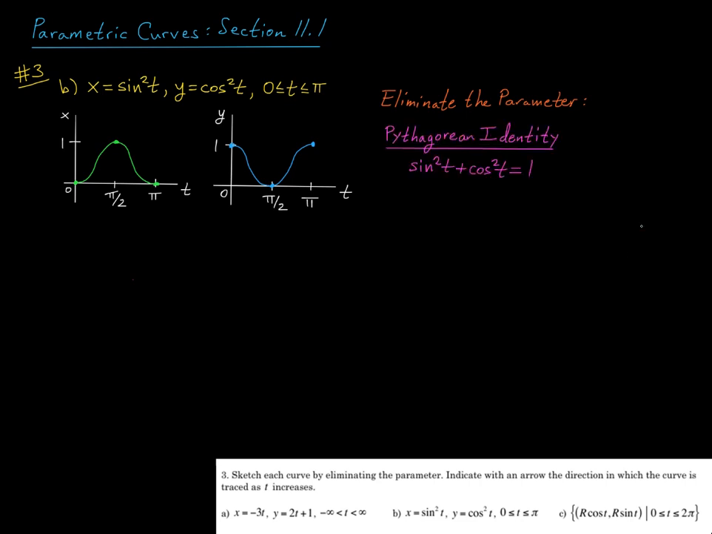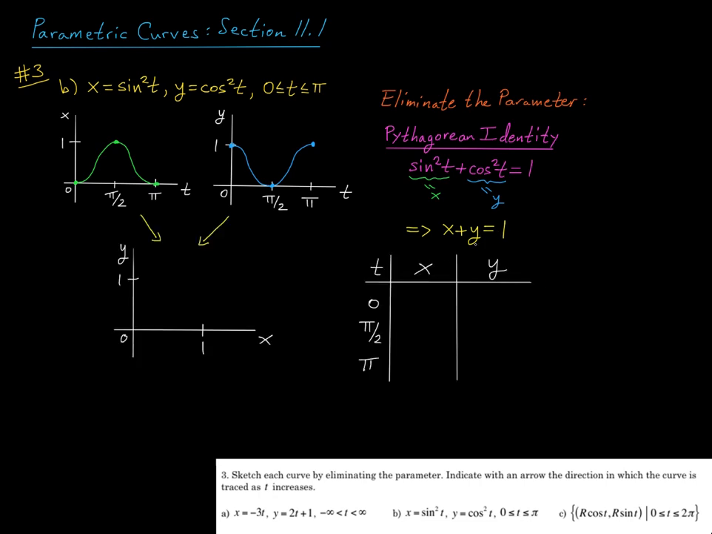Okay, the idea is to go back to the Pythagorean identity from pre-calculus. Right? We know that sine squared of t plus cosine squared of t is equal to 1 for all values of t. And see here, since sine squared of t is equal to x and cosine squared of t is equal to y, this condition implies that x plus y is equal to 1. All right, so this is the equation of a line in the xy plane.